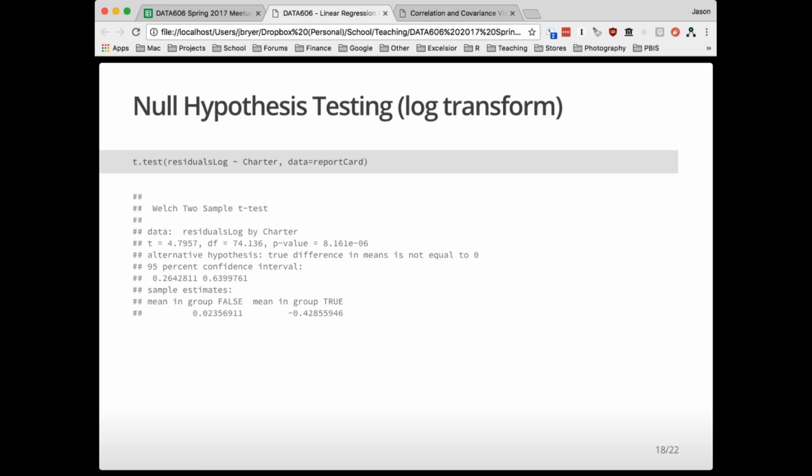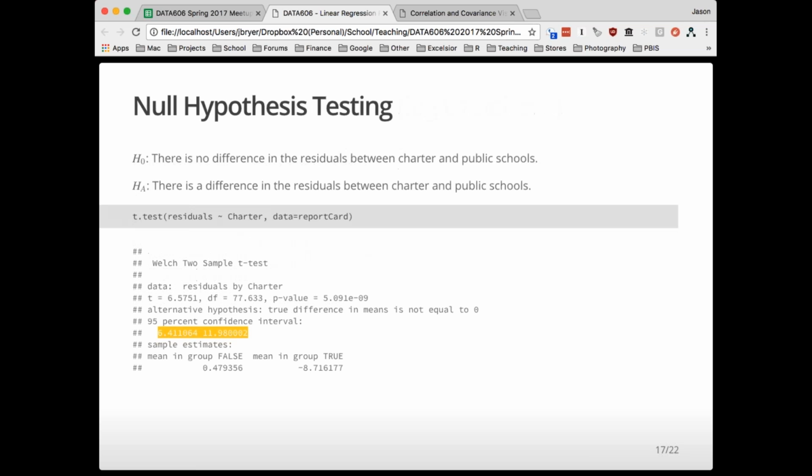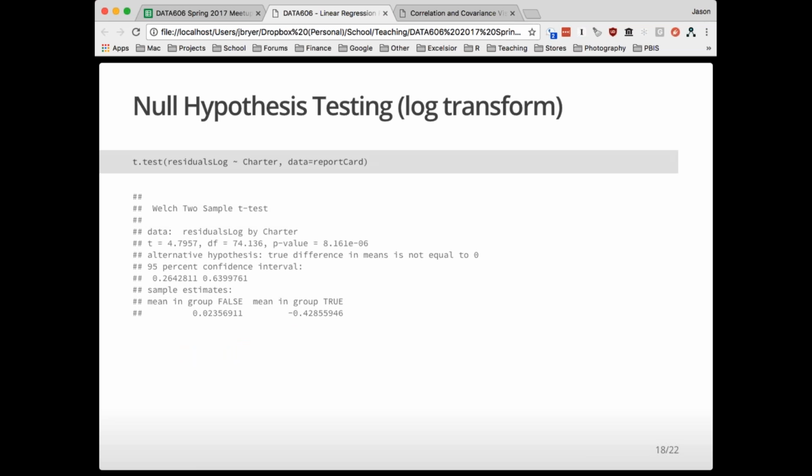So I can do the same thing with the log data. This one's a little bit harder to interpret. I like the earlier one because I can interpret it as percentages, because that's the scale of the residuals on my y-axis, whereas now it's the log of a percentage, and that becomes a little bit harder to interpret. But from another point of view, I have a confidence interval that doesn't span 0, or a p-value less than 0.05. So the means of the residuals are statistically significantly different, which is what I'm interested in.